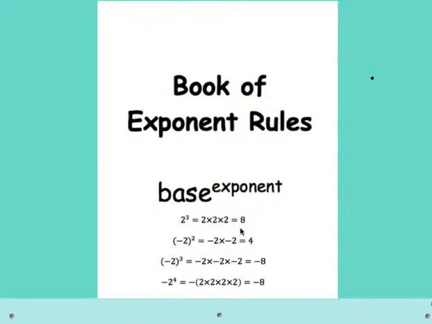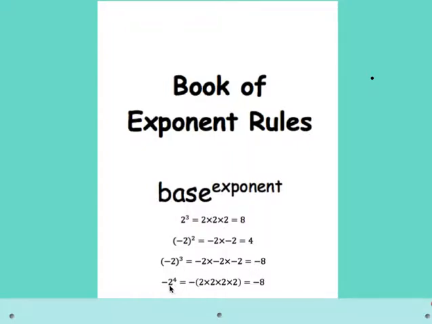Now, there are a couple things we have to remember dealing with negatives. Negative 2 squared is negative 2 times negative 2, which is a positive 4. So the basic rule is if we have a negative number in parentheses to an even power, the answer is positive. Let's look at a negative number in parentheses to an odd power. The result is negative. So a negative number in parentheses to an odd power is negative.